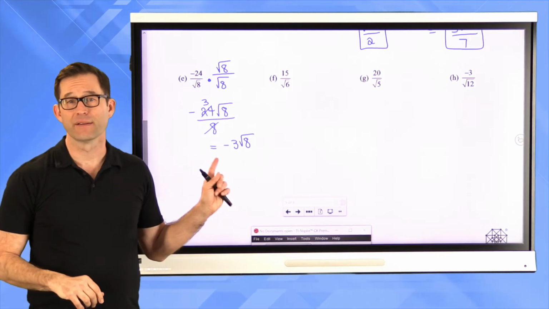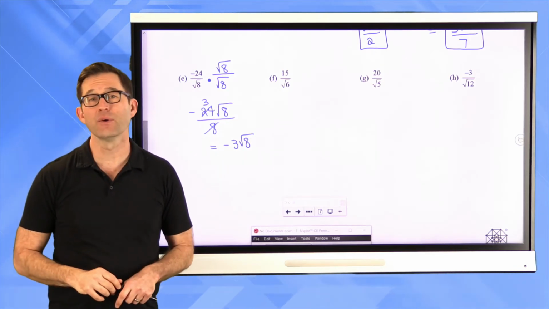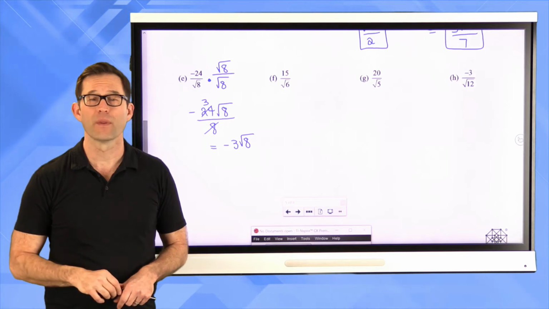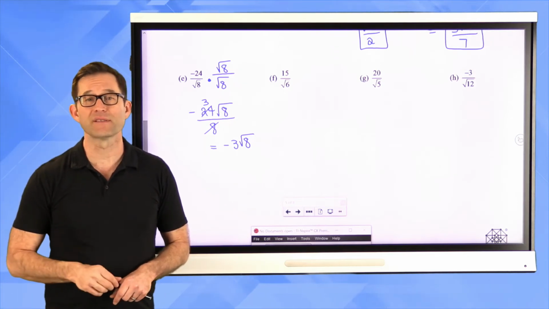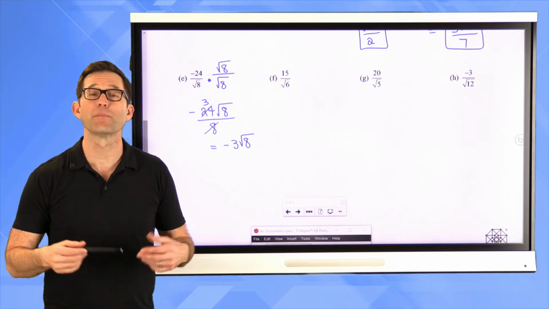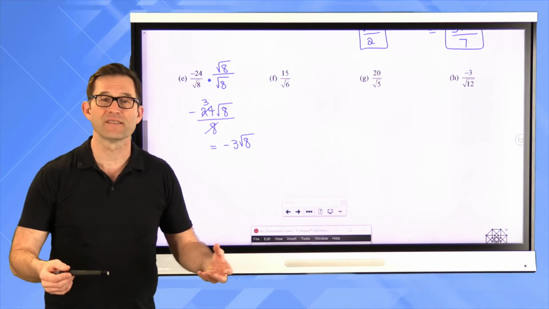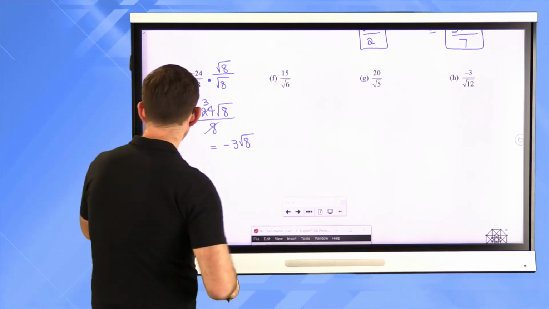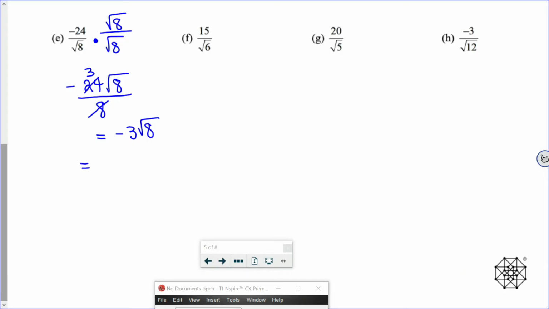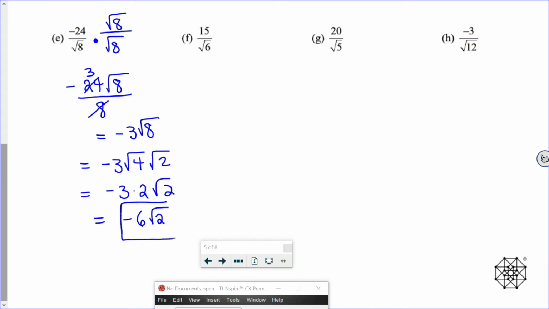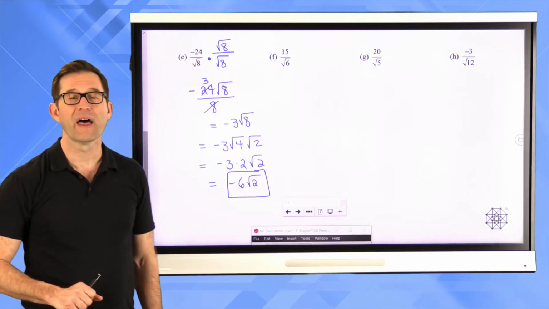Now, I love that answer, negative 3 times the square root of 8. And I wish I could tell you that we were done at this point. But the problem is the square root of 8 itself can be simplified, because there's a perfect square that sits inside of it. So I really need to keep going, and write it as negative 3 times the square root of 4 times the square root of 2. That would be negative 3 times 2 times the square root of 2, and that's negative 6 times the square root of 2. Whew. That's a lot of work.